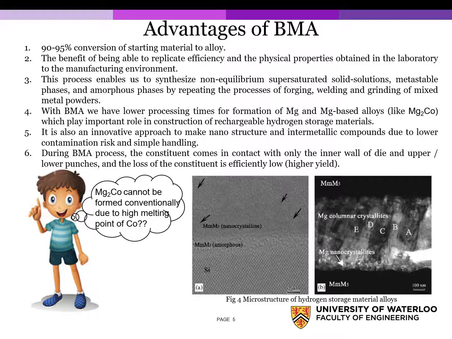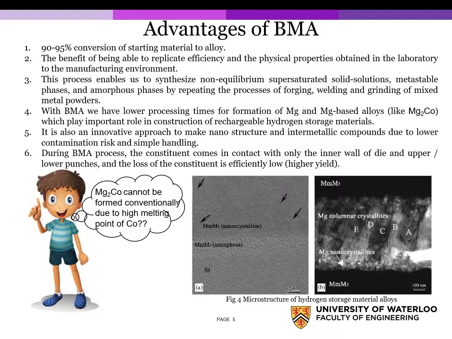It is also an innovative approach to make nanostructures and intermetallic compounds due to lower contamination risk and simple handling. Also, during the BMA process, the constituent comes in contact with only the inner wall of the die and the upper and lower punches, and thus the loss of constituent is efficiently low.